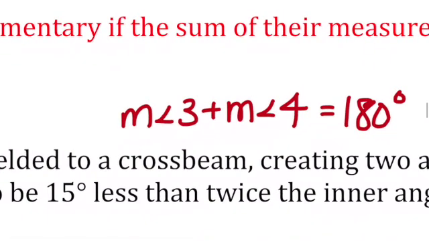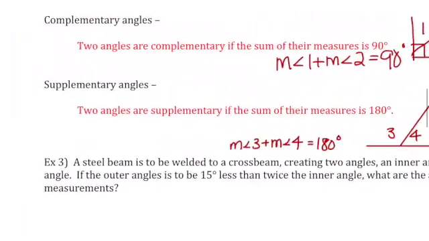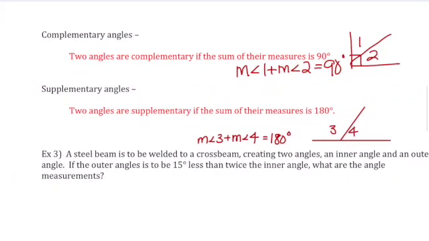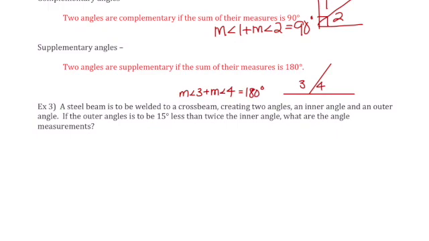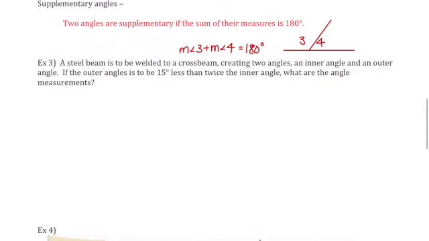Okay, so based on those two pieces of knowledge, sometimes you get confused. So here's how I try to remember it. If you think about the alphabet, C for complementary is before S for supplementary. The 90 is also before 180. So C is before S, 90 is before 180. So hopefully that will be helpful for memorizing things. Okay, so using those ideas, we are going to have example number 3.